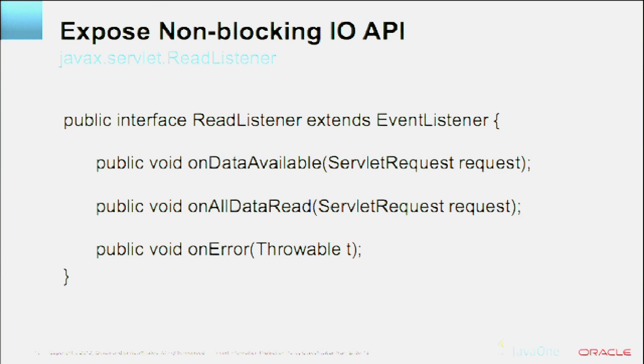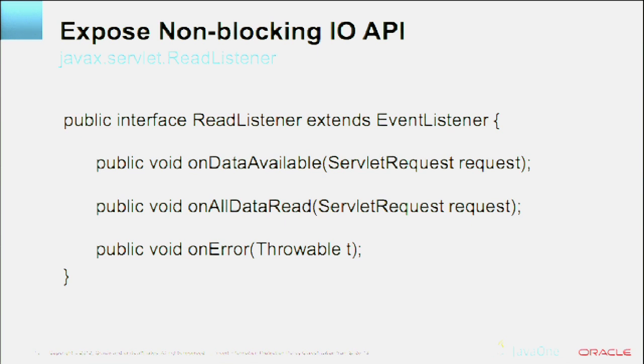Now, when all the data has been read, at the end of reading the input, there's an API call, onAllDataRead. It gives you an opportunity to do any cleanup. For example, if you have allocated a byte buffer or byte array, at this time you can clean up the data. And finally, we have an onError here. Whenever something happens, this onError method is called, and you can do appropriate cleanup or logging if necessary.